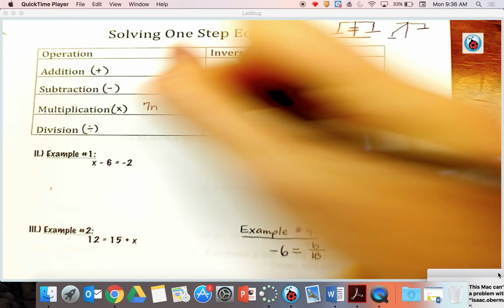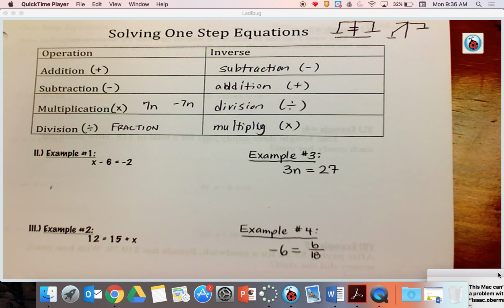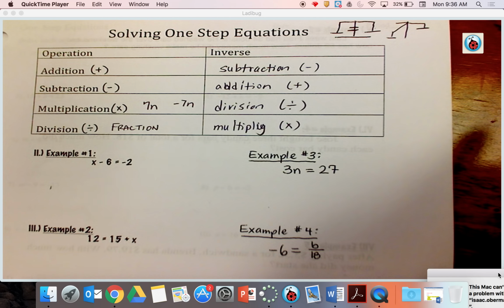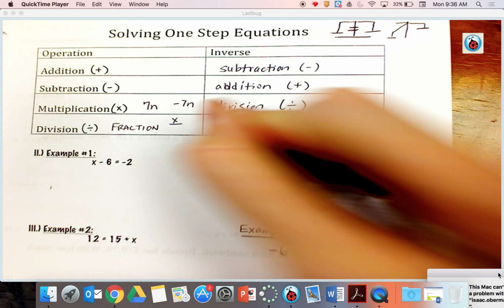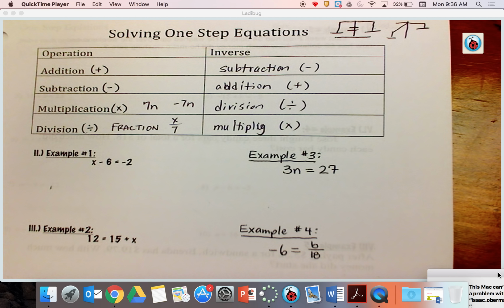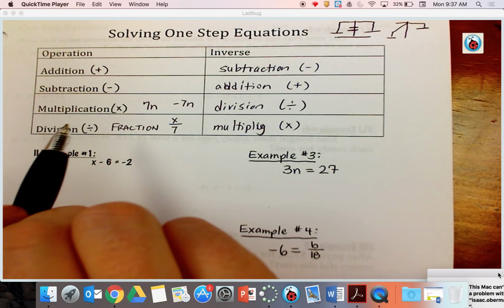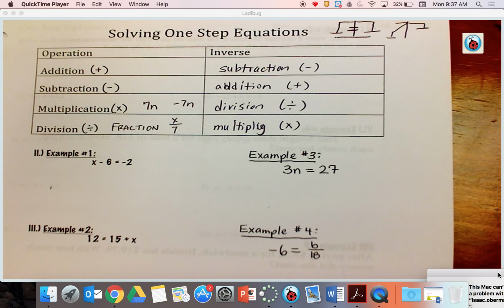And that is times. A division problem is written as a fraction. So if you see a fraction, you know that it's going to be dividing. Most likely it's going to look like a variable on top and a number on the bottom. That's what a division looks like. Okay? So now that we're armed with the inverses: addition to subtraction, subtraction to addition, multiplication to division, and division to multiplying, we can solve these problems.